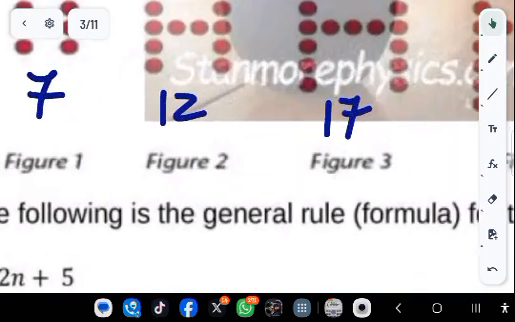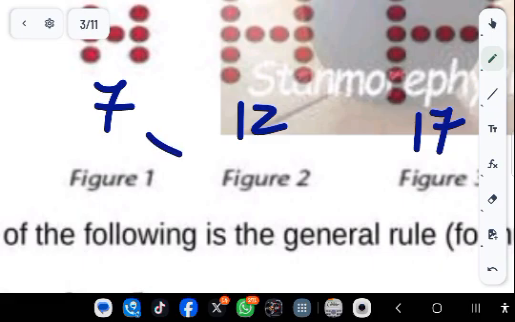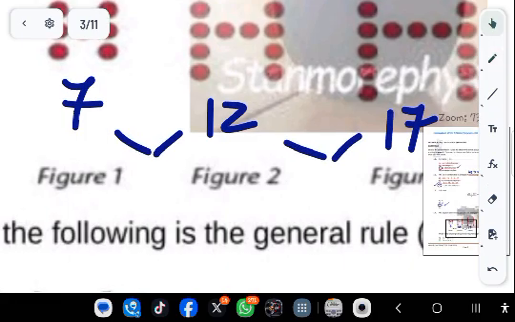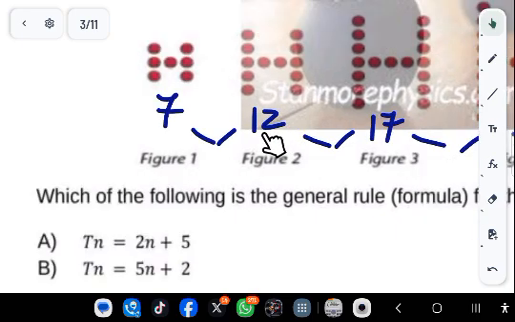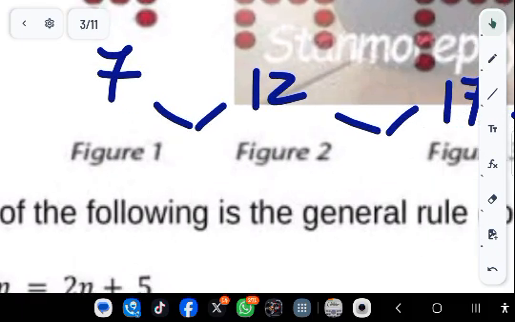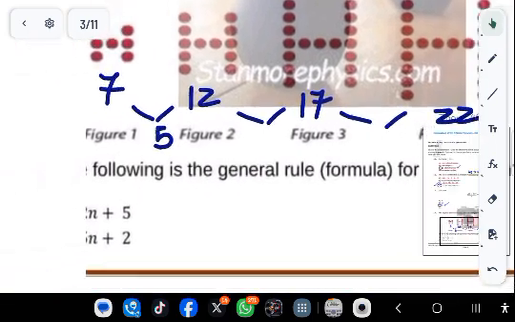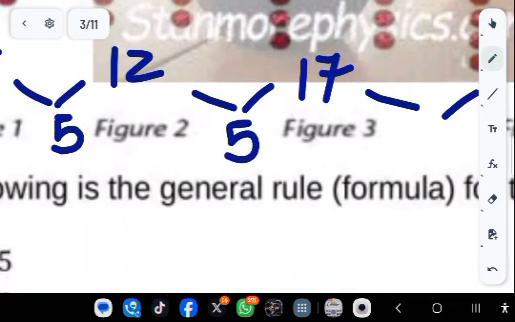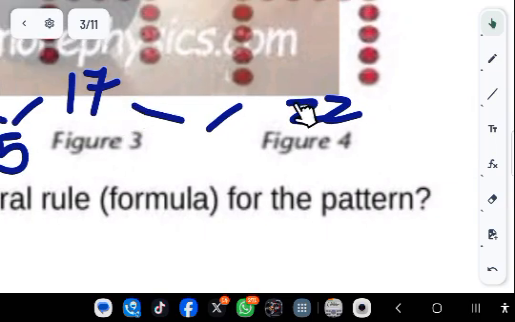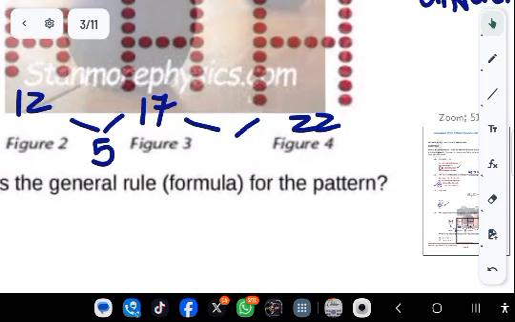How do we figure that one out? We find the differences between the terms. And this is how we find it: we go the term in front minus the term at the back. So that's 12 minus 7, which gives us 5. And then 17 minus 12 gives us 5 as well. You can already see a pattern here. And then 22 minus 17.